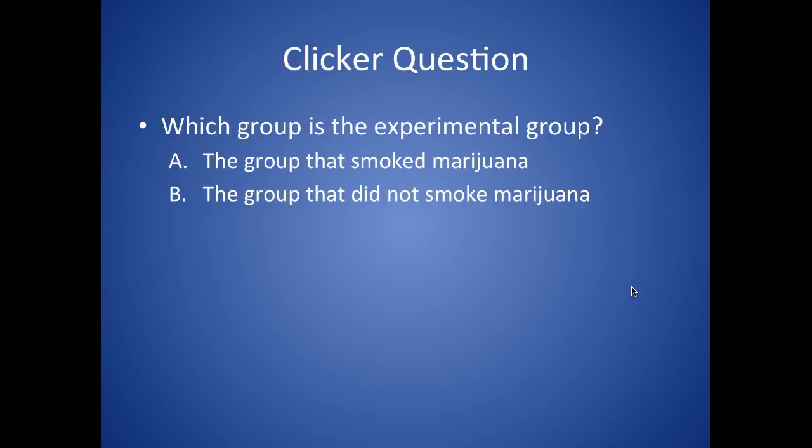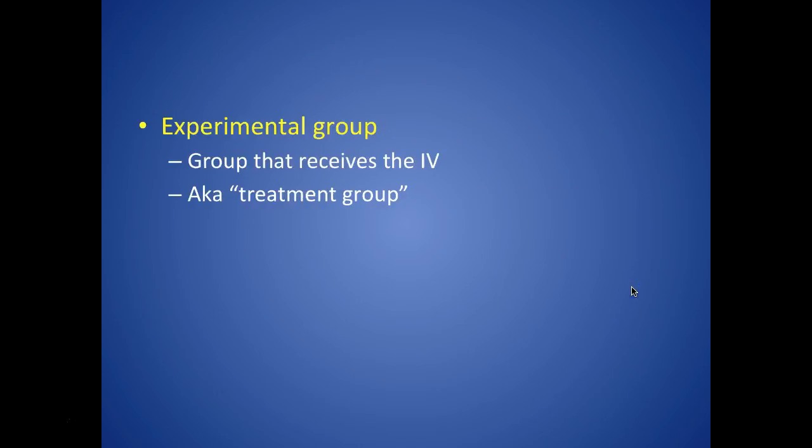Another question, which group is the experimental group? The experimental group in this case is the group that smoked the marijuana. The experimental group is the group that receives the independent variable, the treatment group.